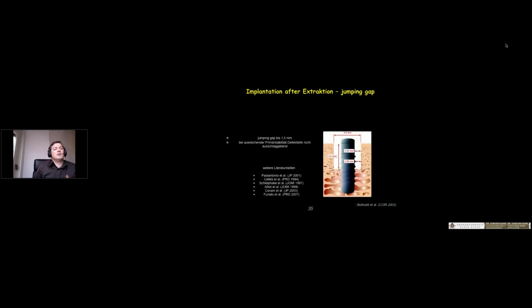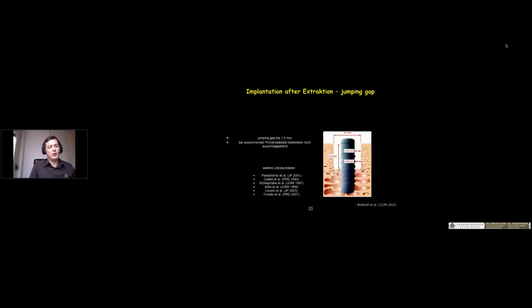So the next chapter is immediate loading, and it's also very important for us why immediate loading is possible. We have so many different lecturers and speakers doing research, and we know if we have a gap between the implant and the bone in the socket, it is no problem. Like you see in the famous study from Botticelli, a gap of 1.5 millimeters is no problem. We know from some other researchers, if we have 2 millimeters, it's the same, it's no problem. In my practice, if I have 1 millimeter or less, I make no augmentation.